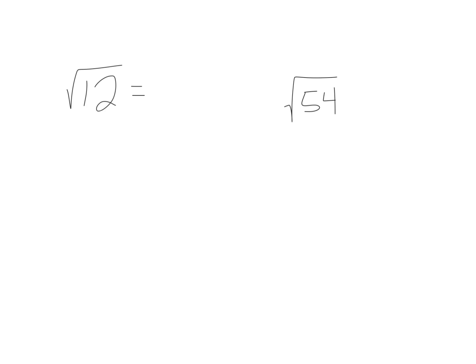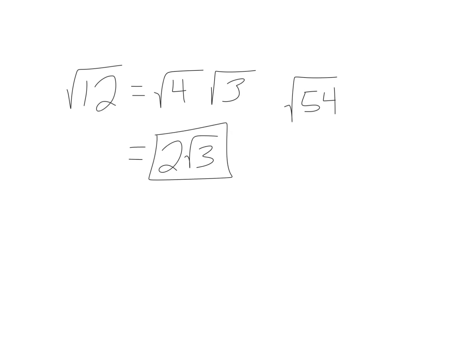So what do we ask ourselves next? What goes into it from our list? What'd you guys come up with? 4, and then its leftovers are 3. Okay. Last step, simplify. What's the square root of 4? 2. What do I do with the leftovers? Keep them. Good? Okay, what about the square root of 54?